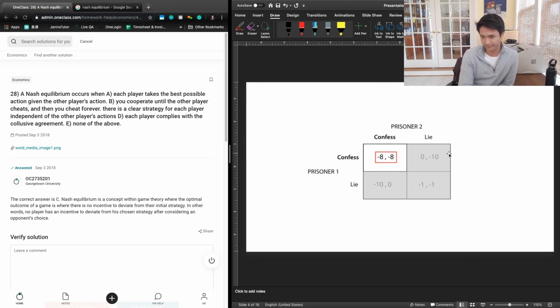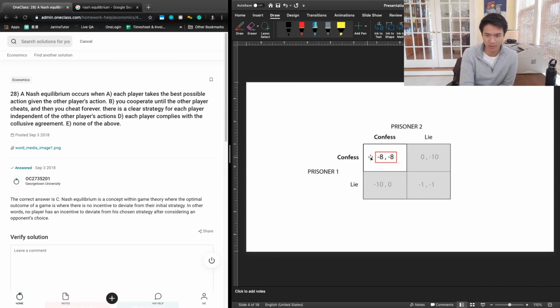Okay. Now, let's say we knew that the other person was going to lie. What would we do? We could either confess or lie. Confessing would give us 0 years in jail, and lying would give us 1 year in jail. So if we knew that the other person was going to lie, we would also choose to confess. And what that means is that confession is actually a dominant strategy for prisoner 1. Regardless of what prisoner 2 does, whether he confesses or lies, we would rather confess than lie.